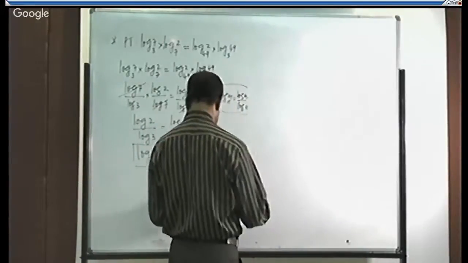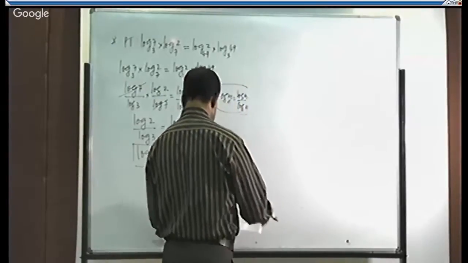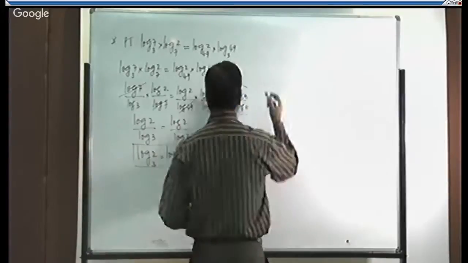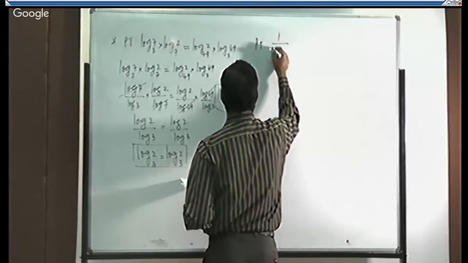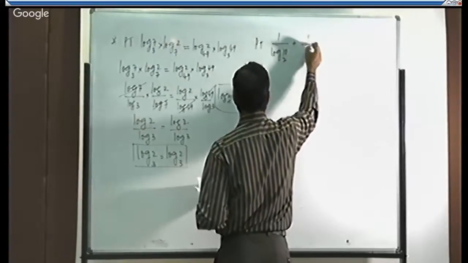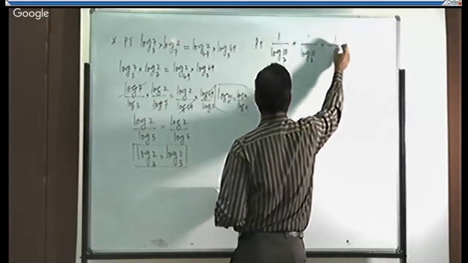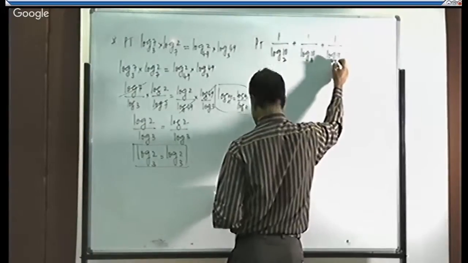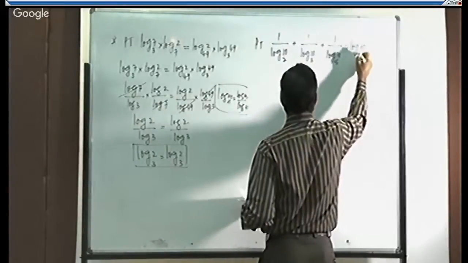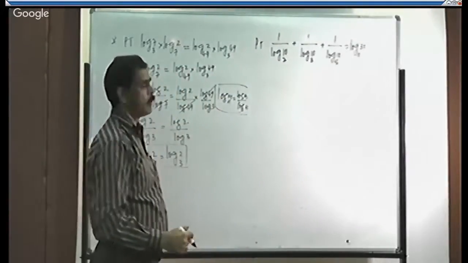Next problem. Prove that 1 divided by log of 10 to the base 2 plus 1 divided by log of 10 to the base 3 plus 1 divided by log of 10 to the base 5 is equal to log of 30 to the base 10.